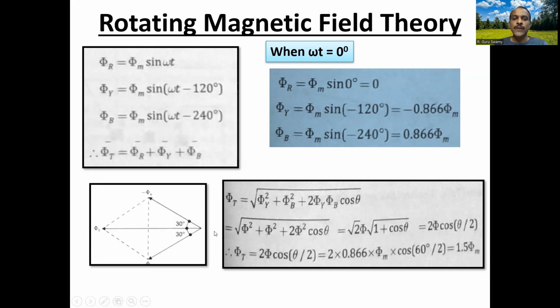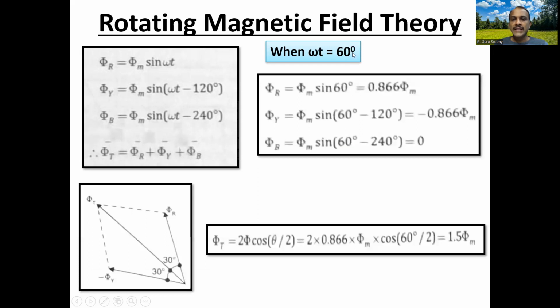Here theta is 60 degrees, so theta by 2 is 30 degrees. You can see 30, 30, 60 degrees. So it becomes 2 phi into cos of theta by 2. What is the phi value? It is the magnitude 0.866 times phi m. Cos 30 degrees is also 0.866, root 3 by 2, so it becomes 3 by 4 times 2, which is 3 by 2, or 1.5 times phi m. So whenever you keep omega t as 0, the final total value of the flux is 1.5 times phi m.